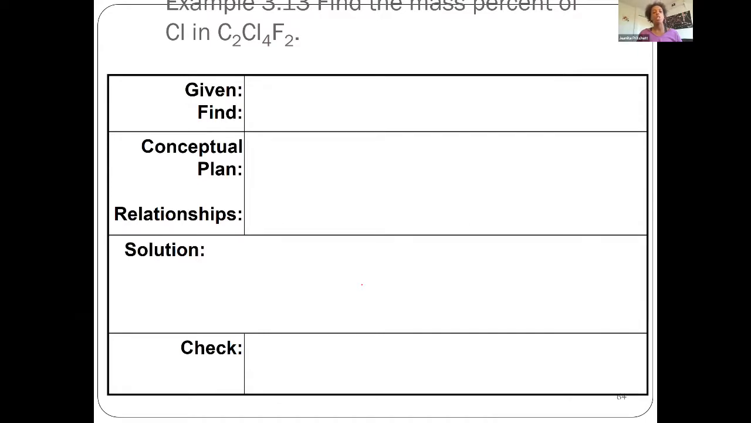C2Cl4F2. And so we see that there are 4 chlorines. And so chlorine's mass by itself is 35.45 AMUs, or atomic mass units. And in this case, we actually have 4 of them. So the total mass coming from chlorine would be 35.45 times 4. And so that gives us 141.8 grams of chlorine that's present.